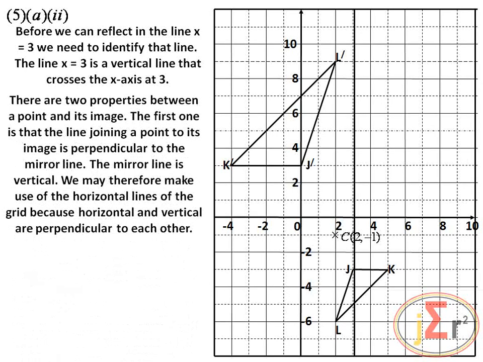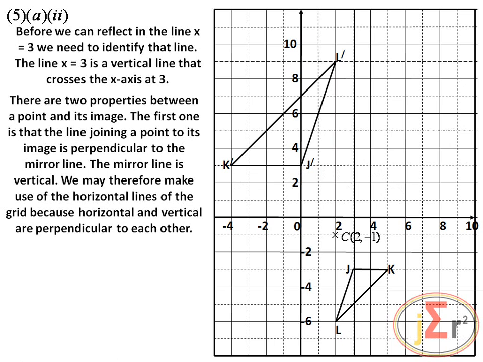There are two properties between a point and its image. The first one is that the line joining a point to its image is perpendicular to the mirror line. The mirror line is vertical. The line that joins the points to their images must be perpendicular to the mirror line, so it must be horizontal. So the mirror line is vertical. The line that goes from L prime to its image is a horizontal line. The same is true for J prime and K prime. That is the first one.